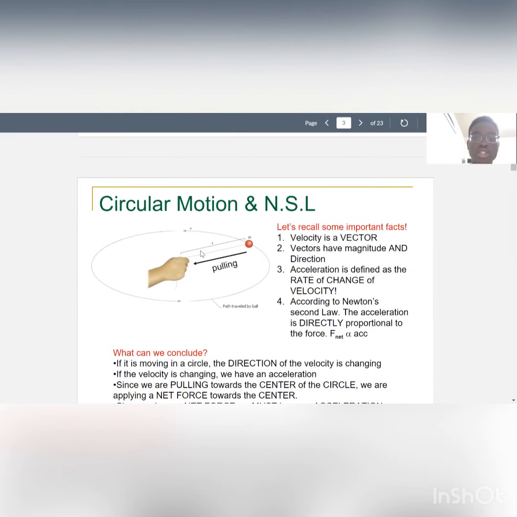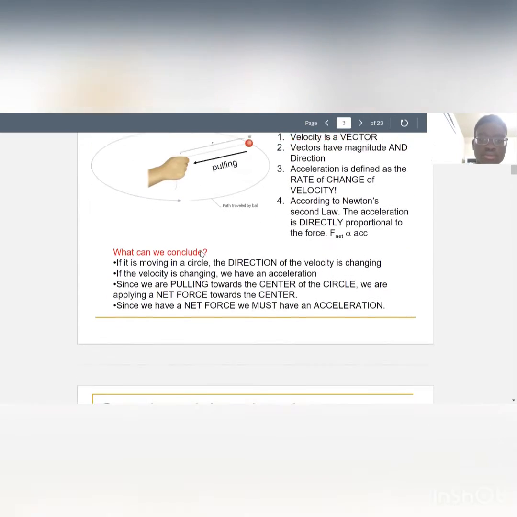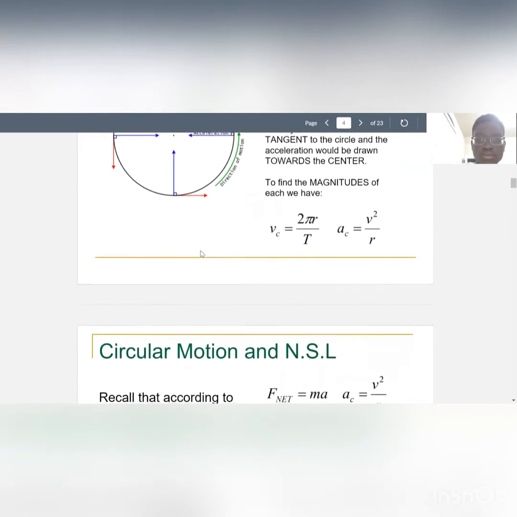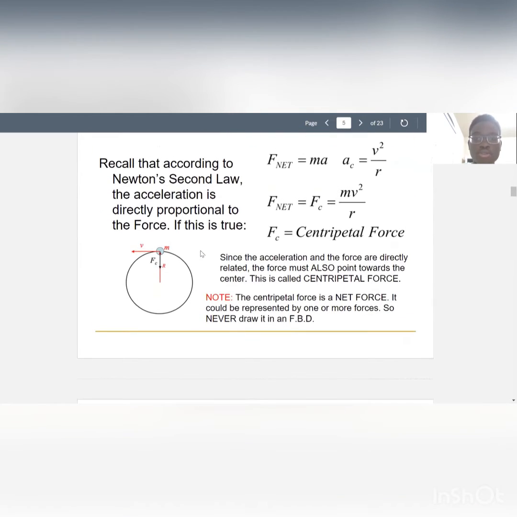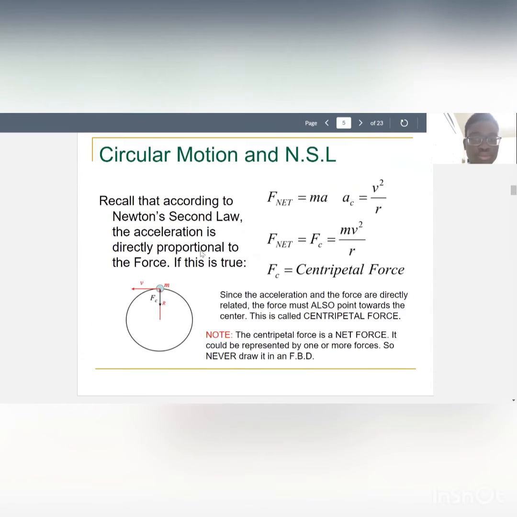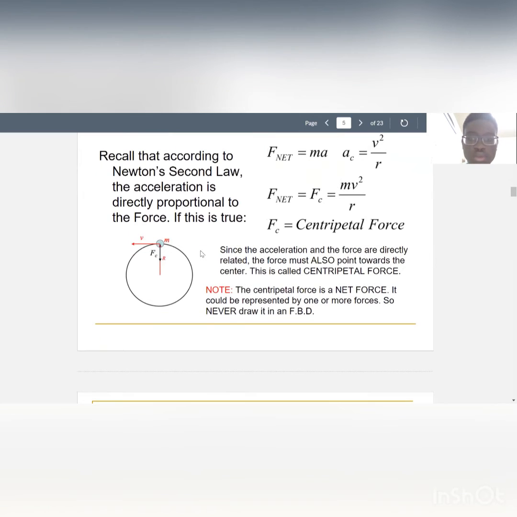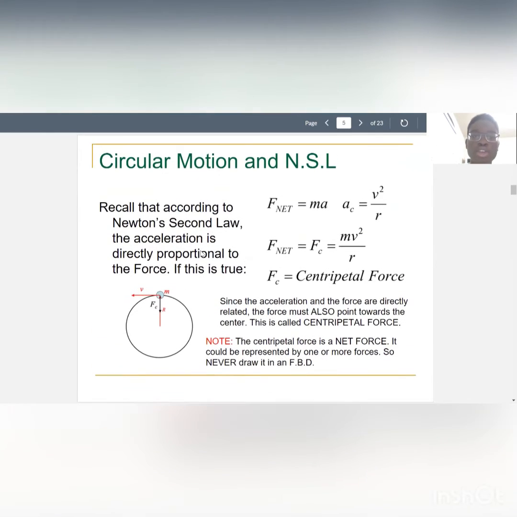And so I would like to say that anything towards the center is considered your centripetal force. And so in this situation, the tension is towards the center, so it's the centripetal force. And those are some formulas we'll be covering. And so over here, all of these formulas are very important.